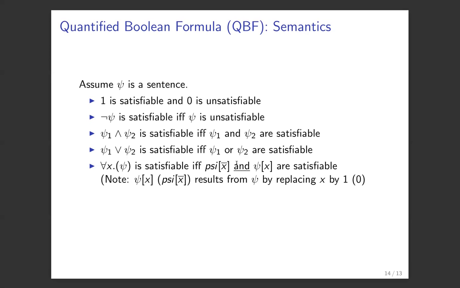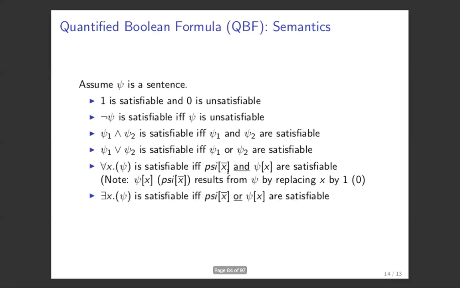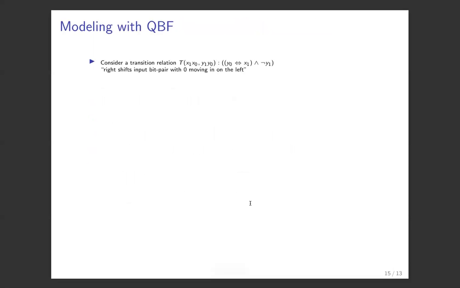So for all X is satisfiable if both instantiations, X equal to 0 and X equal to 1, are satisfiable. There exists an X is satisfiable if one or both of the replacements of X is satisfiable.